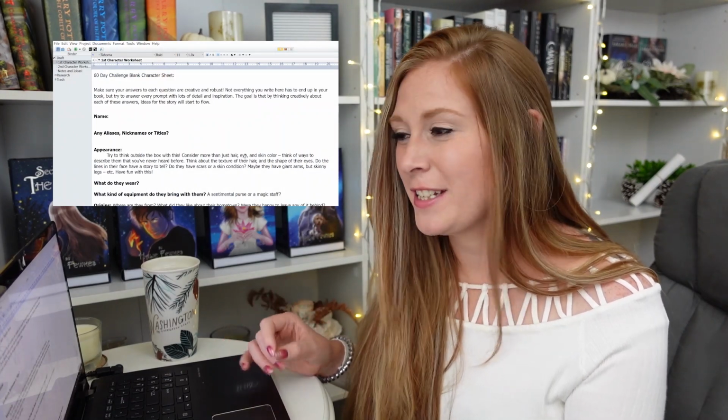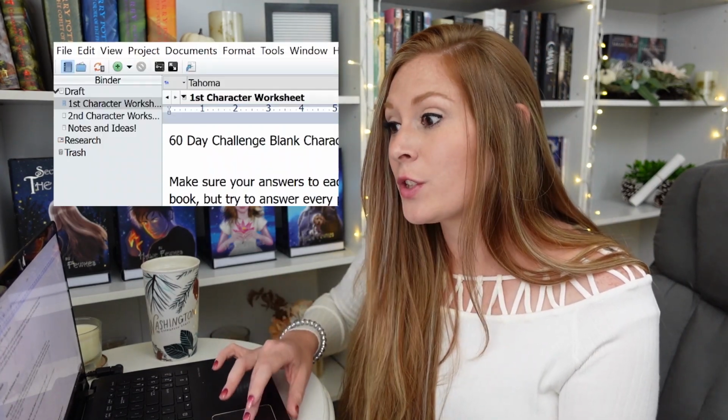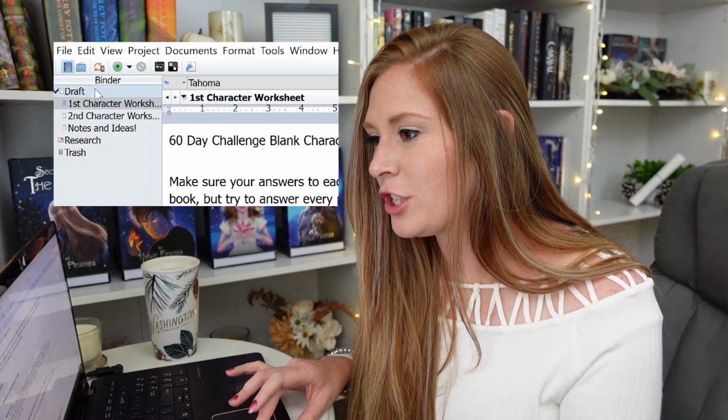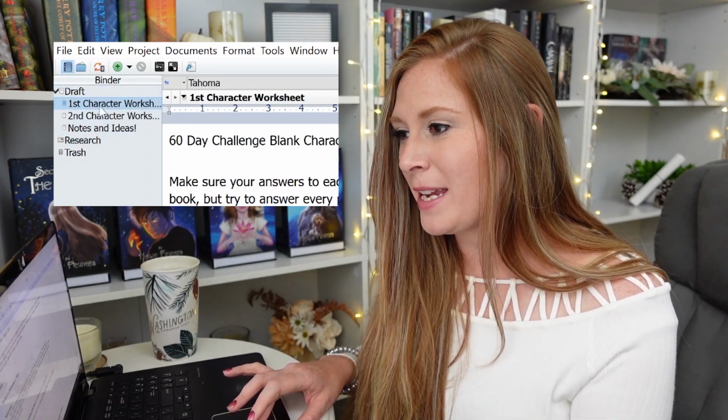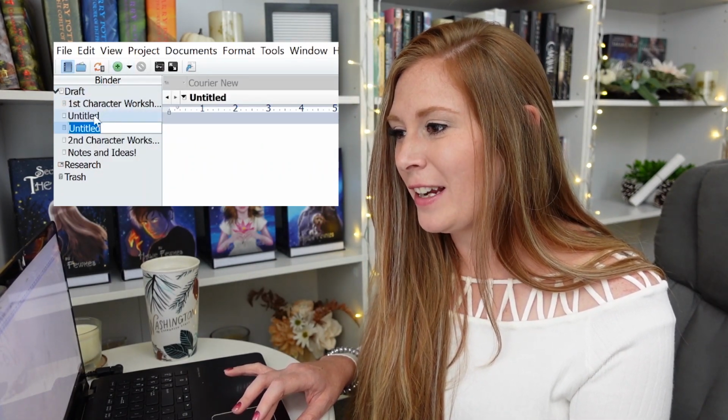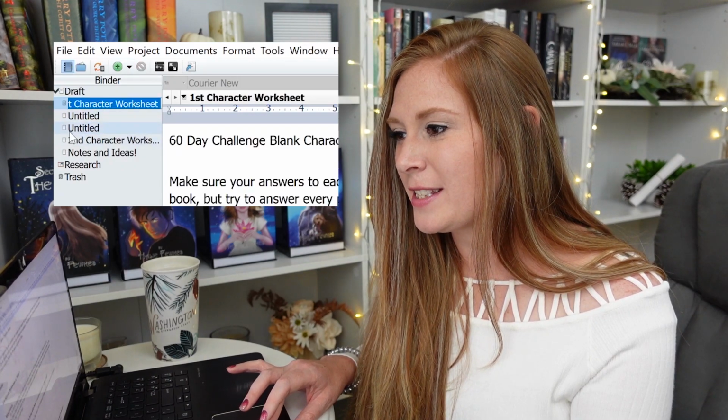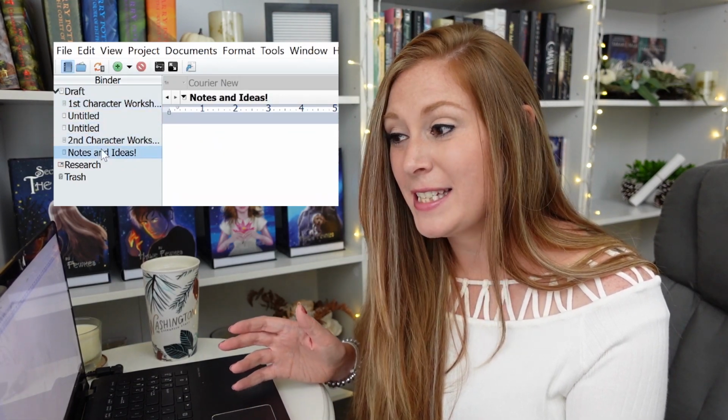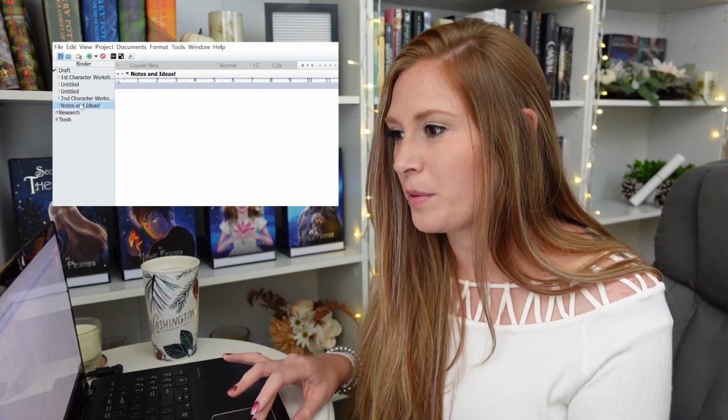All right, so I'm going to show you mine here. This is what I was just mentioning, Scrivener. And the reason I like this so much is because down the left side of the sheet here, you can just make documents all day long. So this is going to be one of my character worksheets. This is the second one. And then I have my notes and ideas as a different document. It is such a cool program.